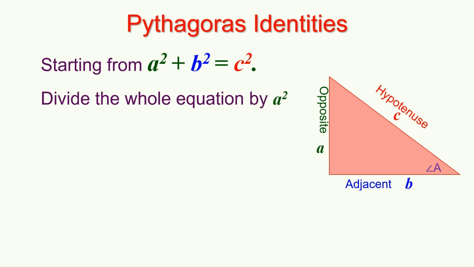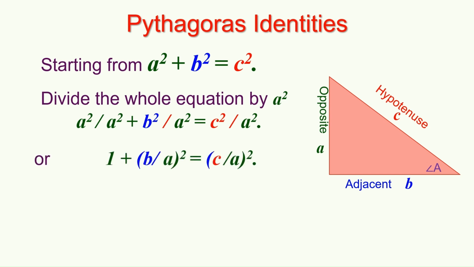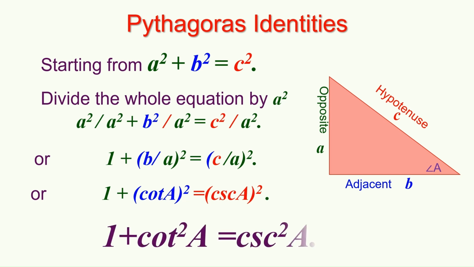Starting from Pythagoras' theorem, a square plus b square equals c square, we show here the identity. Second is 1 plus cot A square equals cosec A square.